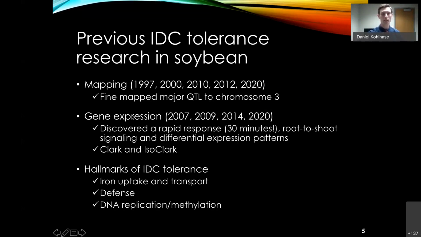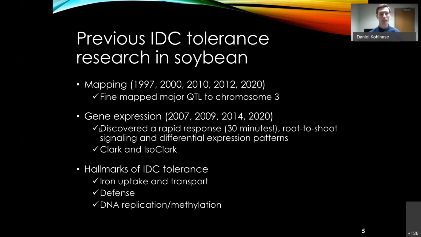In gene expression studies, we typically use Clark and iso-Clark to get a more detailed understanding of this response. And over the years, some major results from these studies are that the response in soybean to IDC is very rapid. Recently, they discovered that they can detect a response as early as 30 minutes after stress. Also, contrary to Arabidopsis thinking, in soybean, we believe that it is a root to shoot signal occurring in response to IDC.